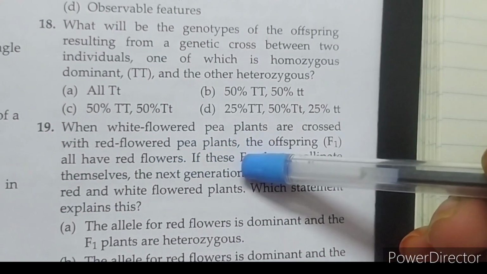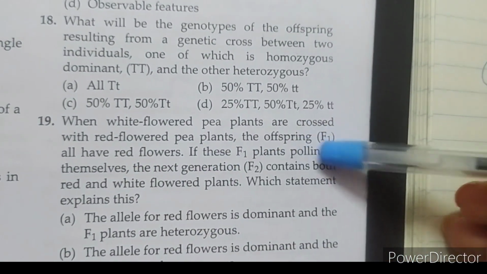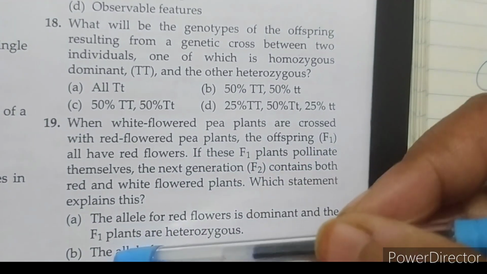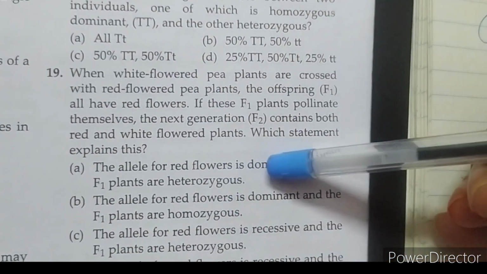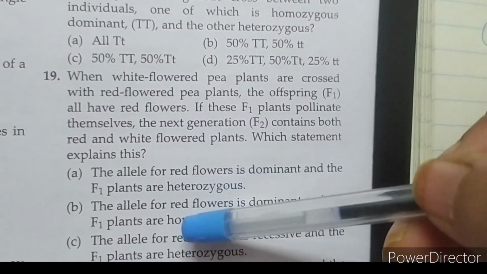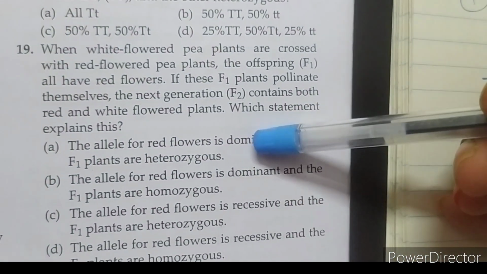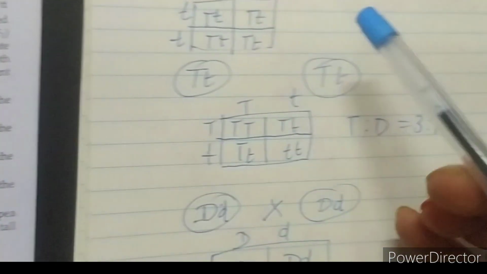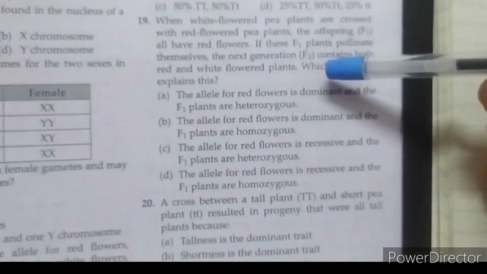When white flowered pea plants are crossed with red flowered pea plants, offspring F1 will obviously have red flowers because it is dominant, and if F1 plants are pollinated within themselves, F2 contain red and white flowers in ratio 3:1. Now which statement explains this? The allele for red flower is dominant. Obviously that is the correct thing. So answer will be from first two. And the F1 plants are all heterozygous. We have seen already so many crosses. See, in F1 you will have all the heterozygous plants. So the first one is correct here.